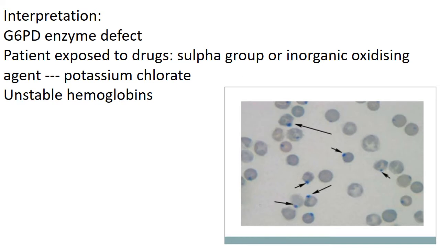Interpretation. Abnormal results or a positive Heinz body test are found in people with complete absence or considerable defect in the red cell G6PD enzyme. Second, patients whose blood has been exposed to various drugs like sulfur group containing drugs or inorganic oxidizing agents such as potassium chlorate. Third, people with unstable hemoglobins. This is about the Heinz body test.